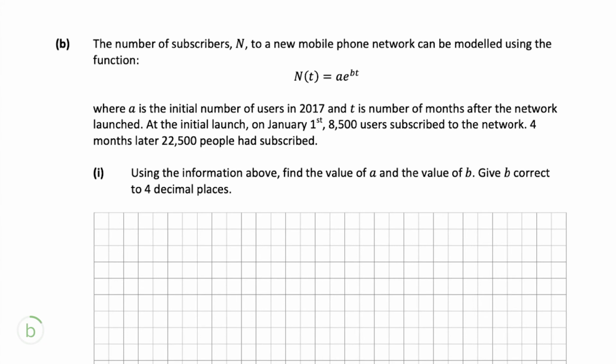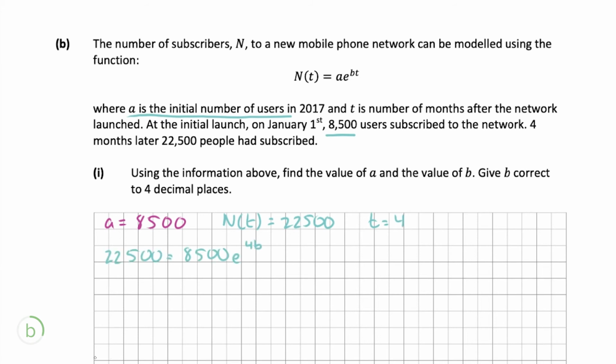Okay, well, finding A is easy because it says here that A is the initial number of users. And it also tells us that at the initial launch, 8,500 users subscribed. So here we can just say A = 8,500. Now to find B, we need to know all the other values in the equation, which luckily we do. We know that N(t) is equal to 22,500 and t will be equal to 4 months.